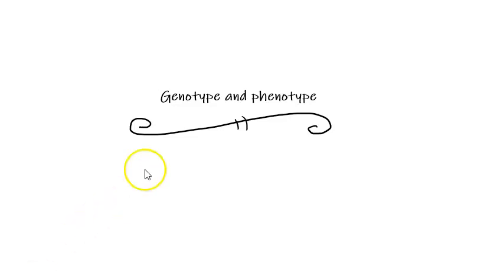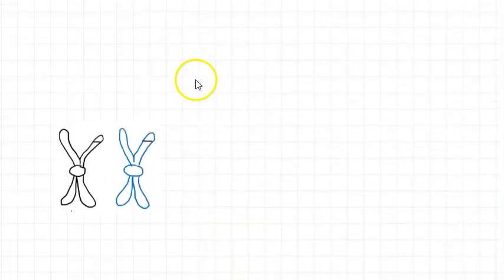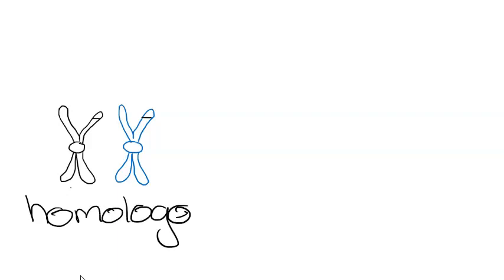In this video we'll be explaining what the words genotype and phenotype mean. So remember in the last video we looked at two chromosomes. These two chromosomes were homologous chromosomes. And what was meant by homologous chromosomes is that both of these chromosomes have the same genes on them. So at each particular point on the chromosome there are the same genes.